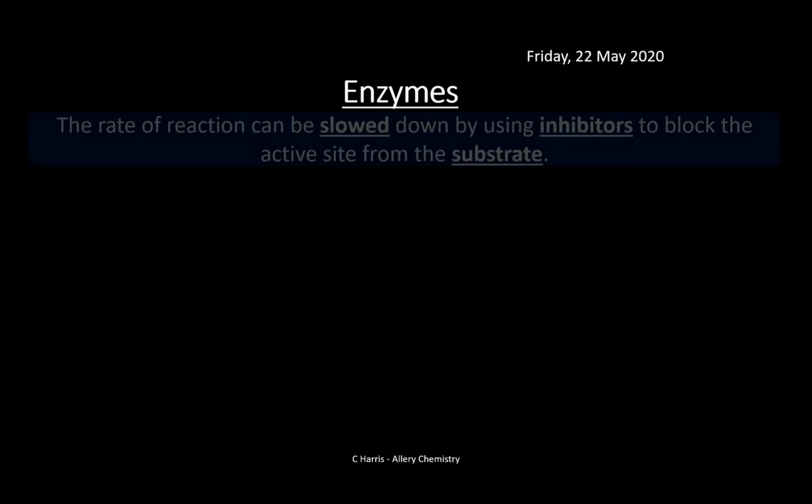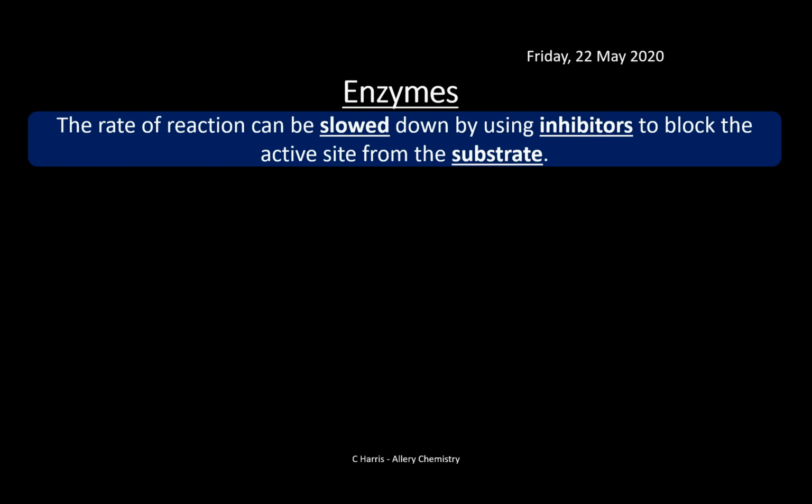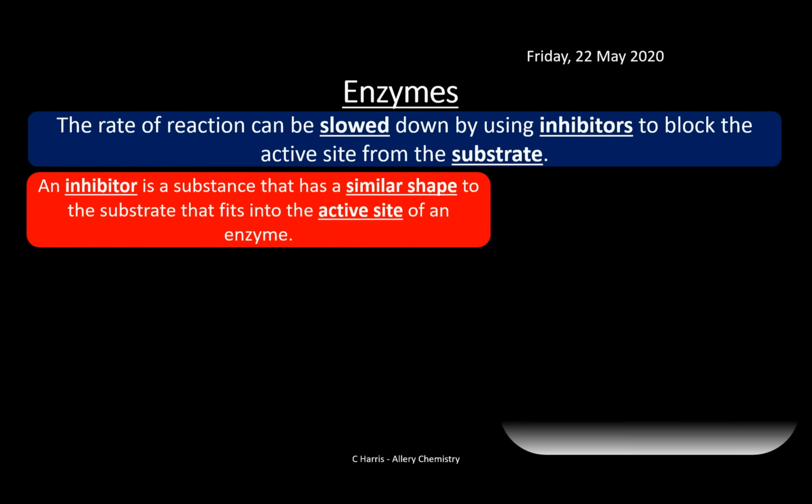Okay. Right. So the rate of reaction can be slowed down by using inhibitors to block the active site from a substrate. So, for example, if we don't want a drug to be released very quickly, we want it to be a slow release one. What we can do is create these inhibitors which block some of the enzymes, and that slows the rate of reaction down.